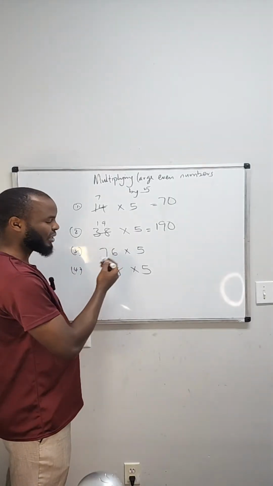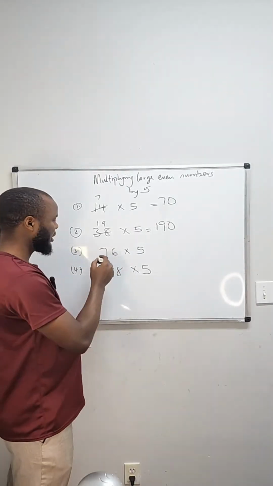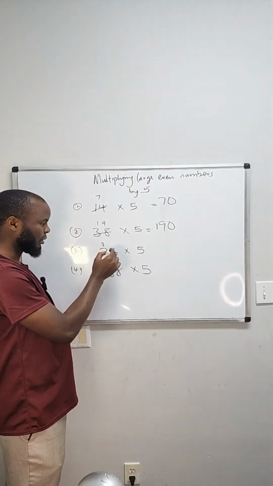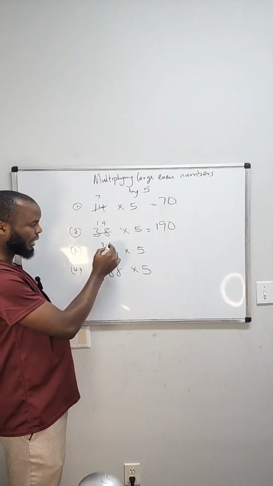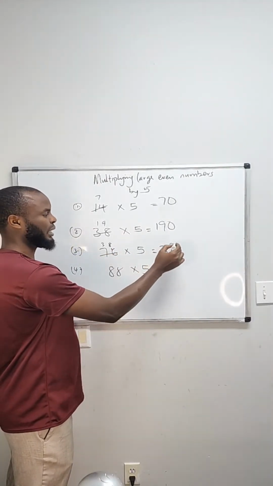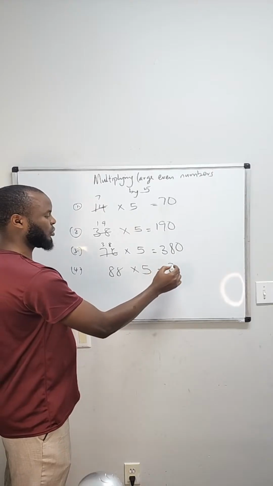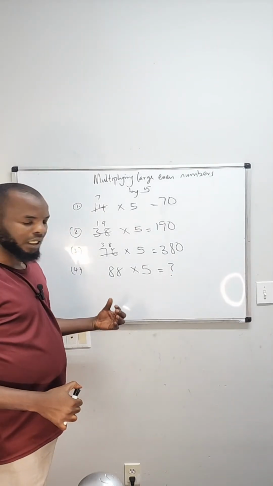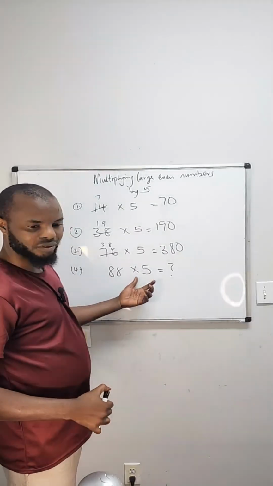Here, we have 76 times 5. What is half of 76? We have 3, put 1 here, 8. So we have 38. So it's going to be 380. I want you to do the last one for me. Use the same method. What is going to be 88 times 5?